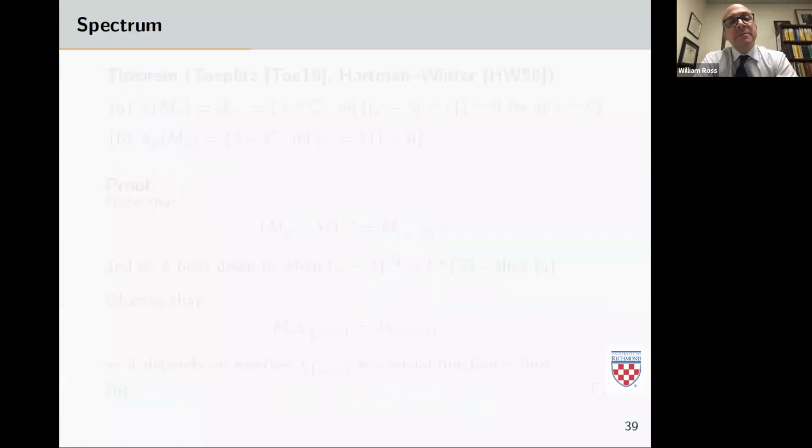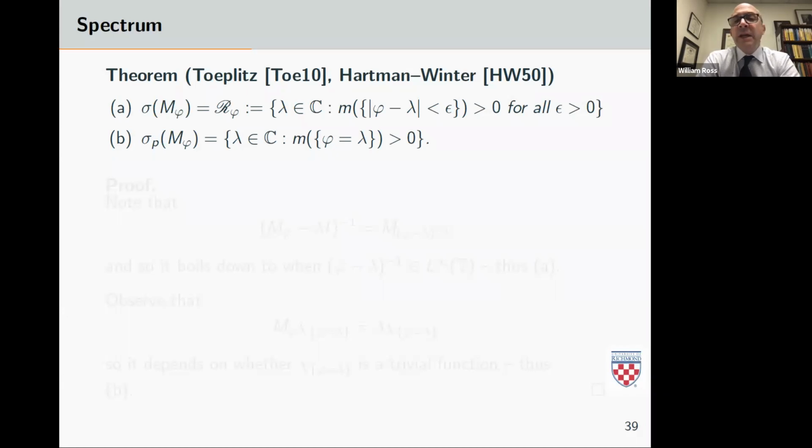The spectrum. So the spectrum of M phi is the essential range of this symbol. Now, if phi is actually a continuous function, then the essential range is actually going to be the range. It's going to be the image of the circle. So the essential range just picks out the important parts of the range for a general L infinity function. These are the complex numbers lambda for which the measure of the set where the absolute value of phi minus lambda is less than epsilon is positive for every epsilon. So those are the significant parts of the range. That'll be the spectrum, and I'll give you an idea of the proof of that.